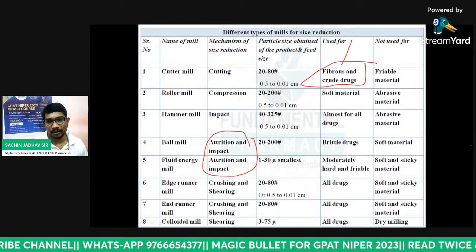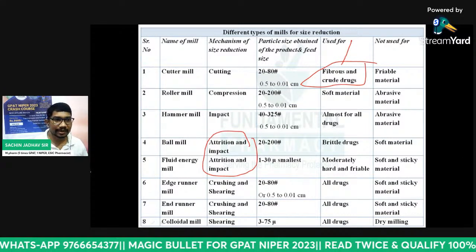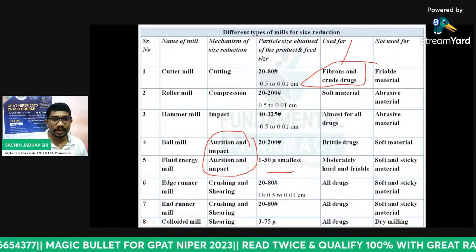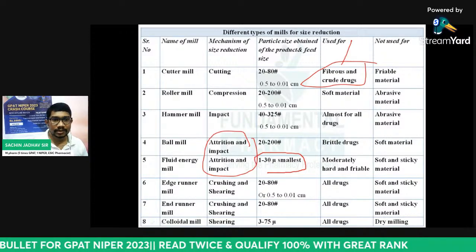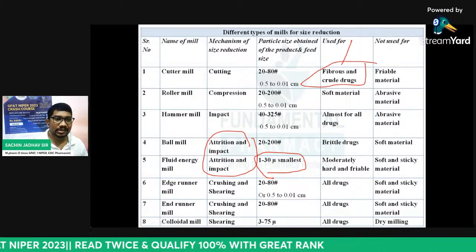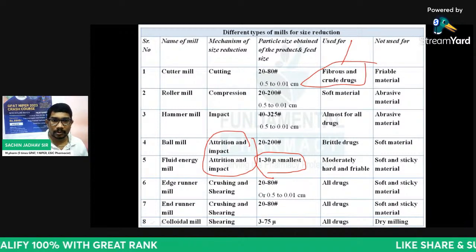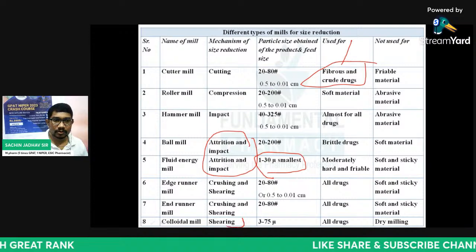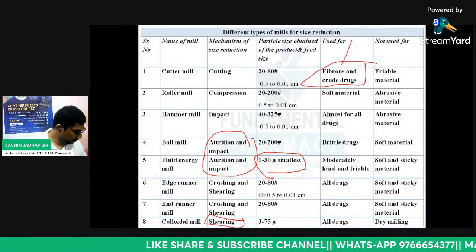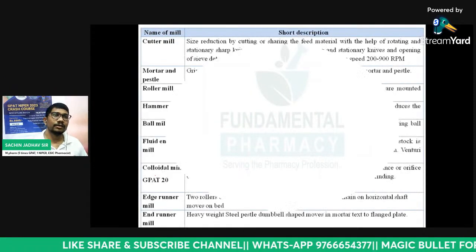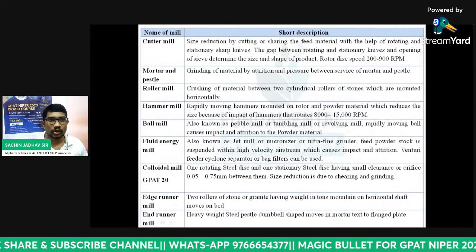Now smallest particle size is often from which kind of mill, so remember smallest particle size is often from fluid energy mill, right, fluid energy mill, इसके ऊपर क्वेश्चन आ चुका है। Mechanism of colloidal mill, that is shearing, so you have to remember shearing is the mechanism of colloidal mill, ठीक है, so इसके ऊपर क्वेश्चन आ चुके हैं। Now we'll see the next part.